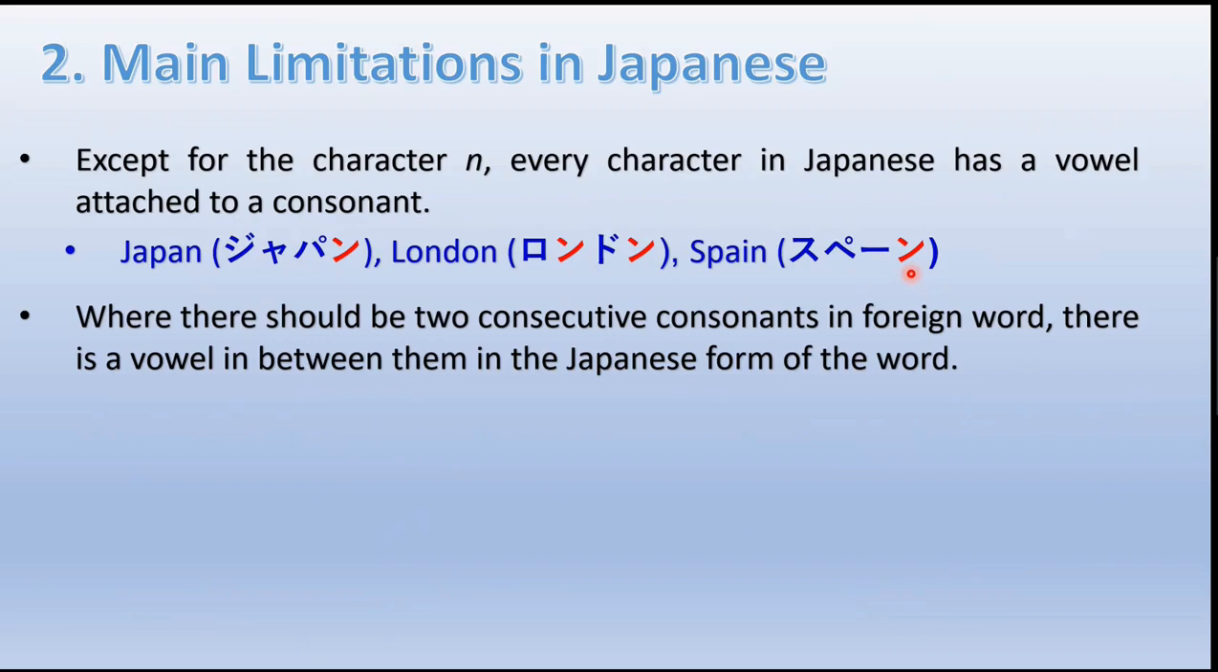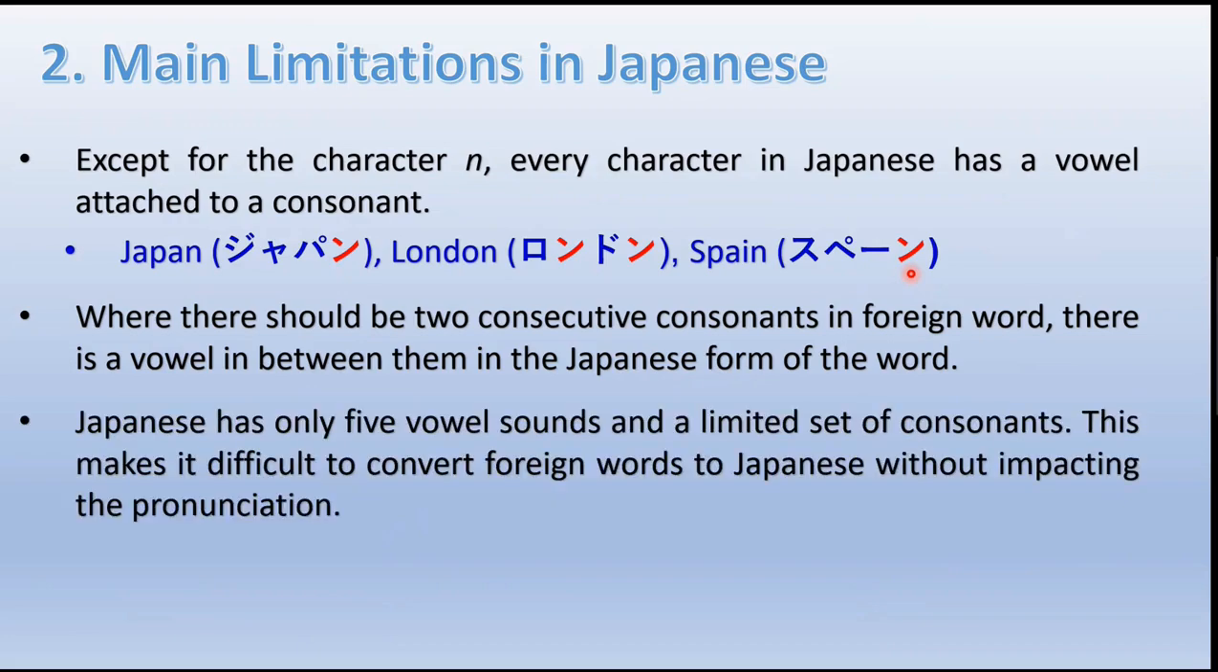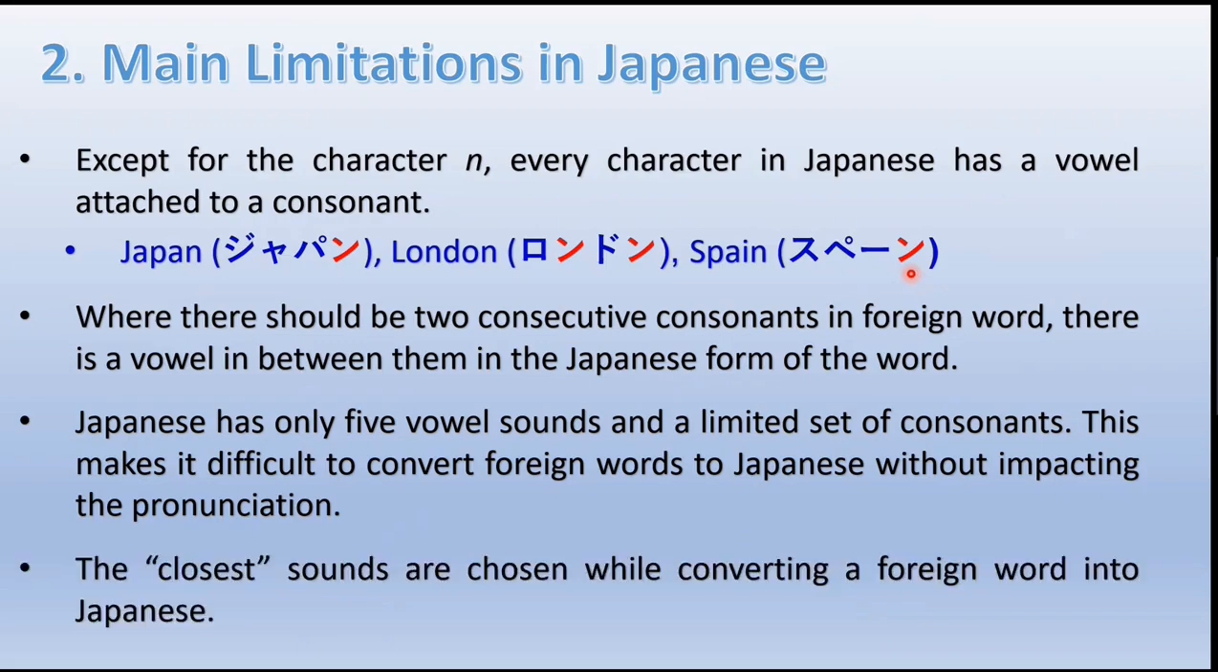Where there are two consecutive consonants in a foreign word, there is a vowel in between them in the Japanese form of the word. So this is what I was talking about: we cannot write a consonant independently in Japanese without inserting a vowel. Japanese has only 5 vowel sounds and a very limited set of consonants. This makes it difficult to convert foreign words to Japanese without impacting the pronunciation. So the rule is that the closest sounds are chosen while converting a foreign word into Japanese.